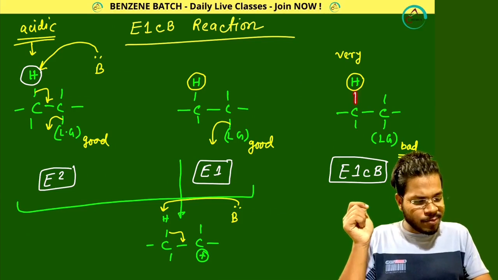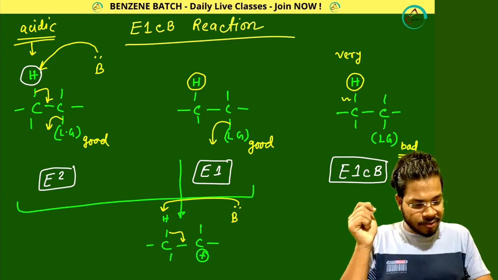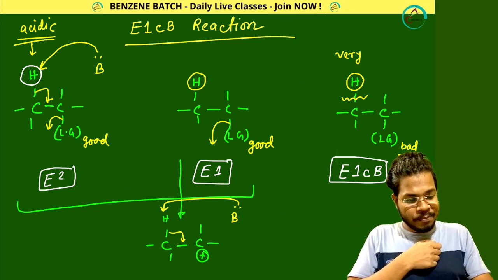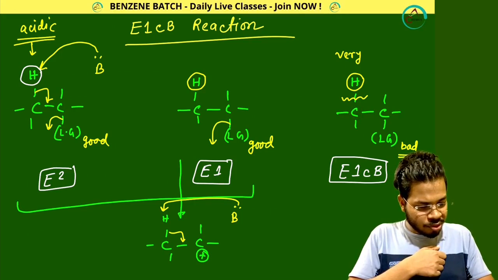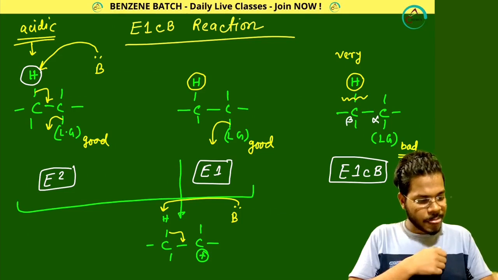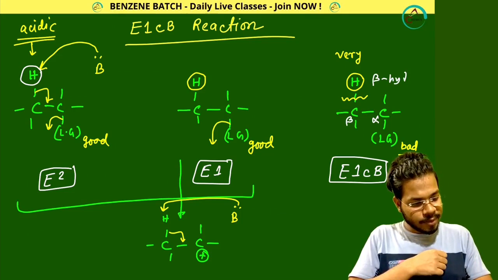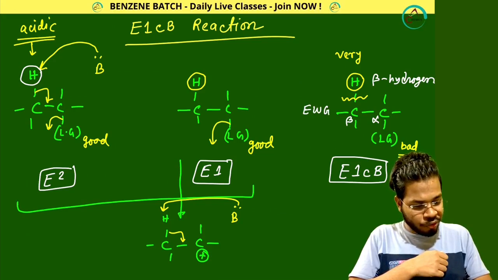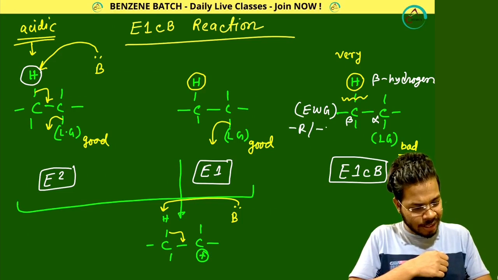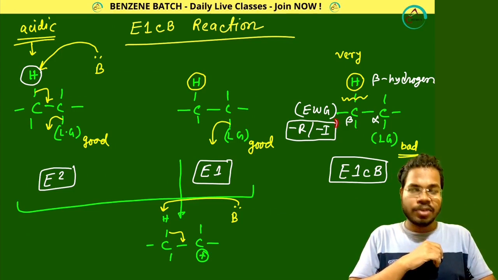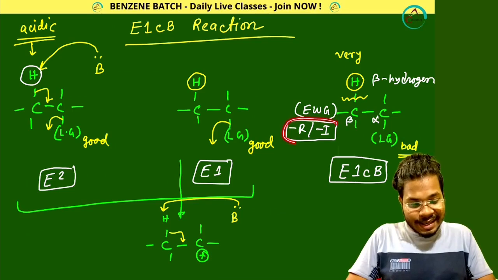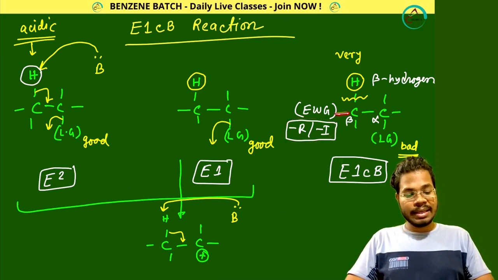But in this case, this bond is very weak. Why is that? Because with this carbon atom, that means with this beta carbon atom, with respect to the leaving group, this is my alpha carbon, this is my beta carbon, so this is my beta hydrogen. So with this beta carbon, I should have one electron withdrawing group that can show minus R or minus I effect. That means minus effect overall. So this kind of electron withdrawing group should be present on the system with this beta carbon.